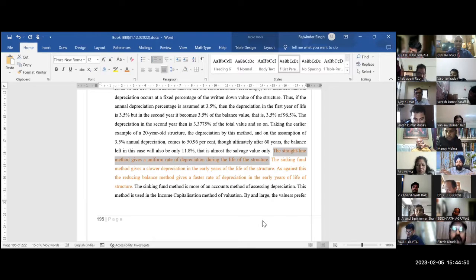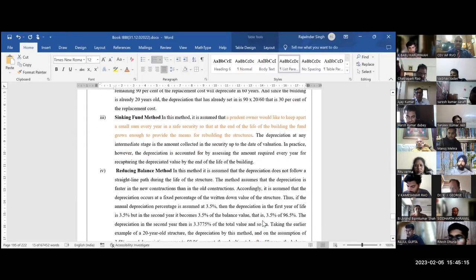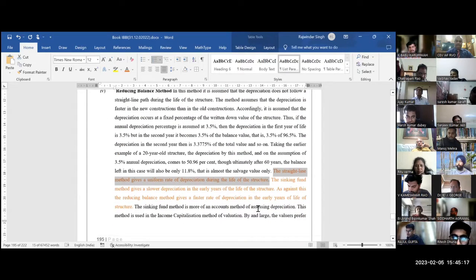So you may get MCQs over these definitions or over these methods of depreciation. Which method gives you what type of depreciation in the early stages or in the later stages of the life? The problem here is that all the three methods will give you different percentages of depreciation.